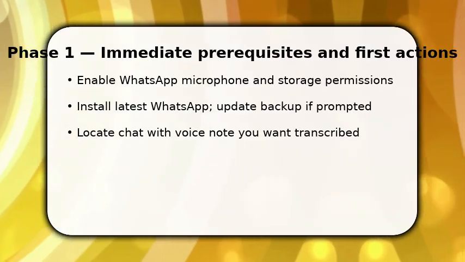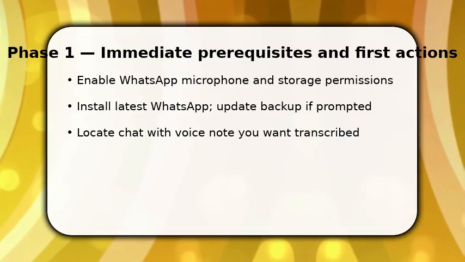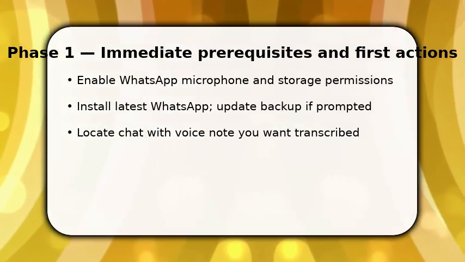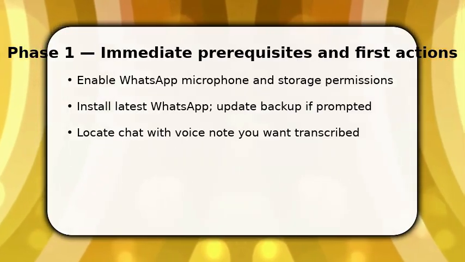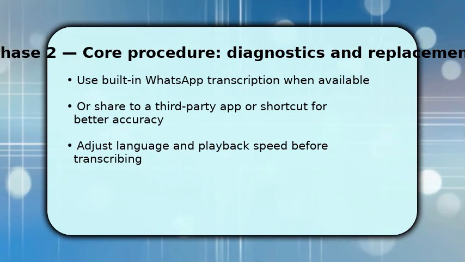Make sure to grant microphone access to that app the first time. You're starting the process immediately, so don't navigate away. Stay on the message until the transcription handoff completes. You can use WhatsApp's built-in option when present because it's fastest and keeps privacy within the app.